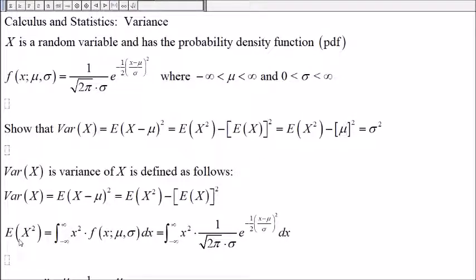The expected value of X squared is the integral from negative infinity to positive infinity of X squared times f of x, the probability density function. So we end up with X squared times 1 over the square root of 2 pi times sigma, times e to the negative 1/2 times (x minus mu over sigma) squared.